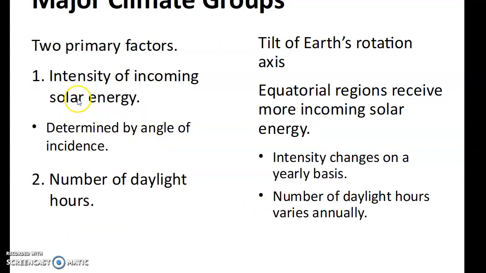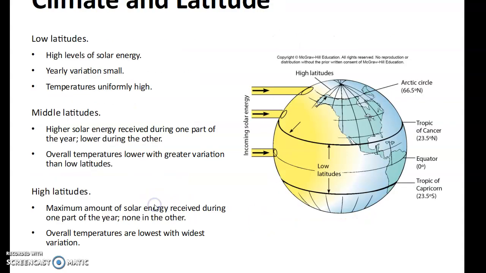Two primary factors: intensity of the incoming solar energy, determined by the angle of incidence and the number of daylight hours, and the tilt of the Earth's rotation. Equatorial regions receive more incoming solar energy. Intensity changes on a yearly basis. The number of daylight hours varies throughout the year. Climate and latitude. Yes, there are different factors involved here.